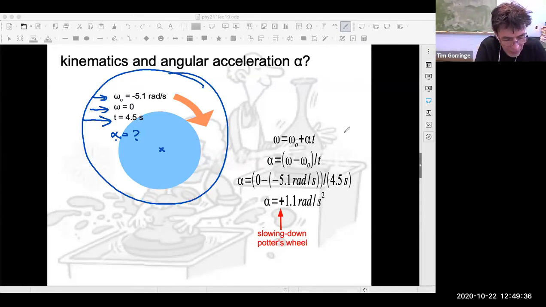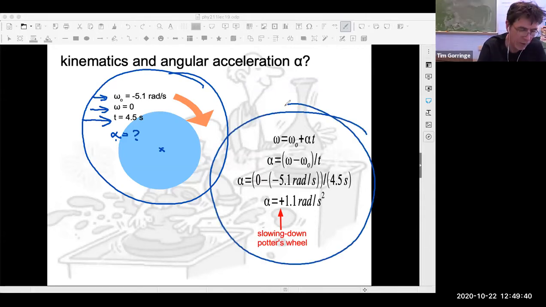Okay, so I thought back to the equations of rotational motion that were also parallels of the equations of linear motion. And I thought about this particular equation. It relates the initial and final angular velocities, the angular acceleration, and the elapsed time. That's exactly what I need to calculate alpha, the angular acceleration here, from omega, omega naught, and t. All these things I know.